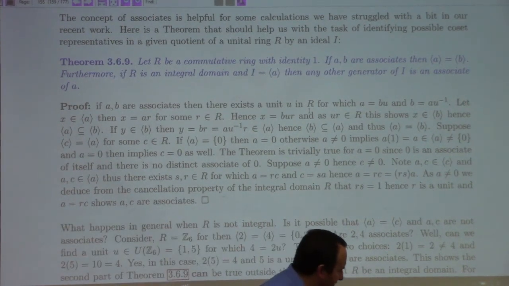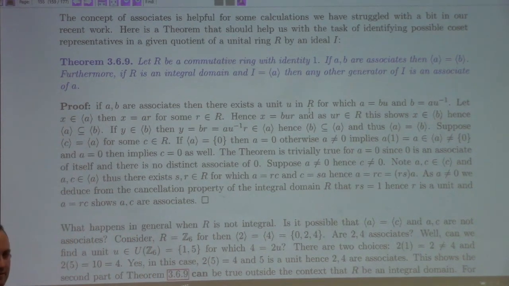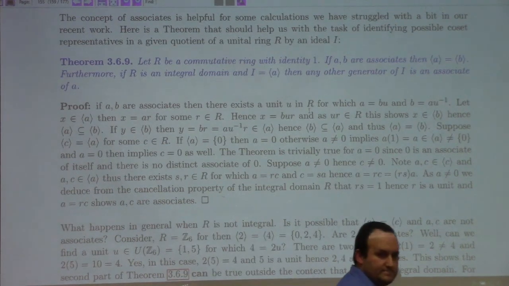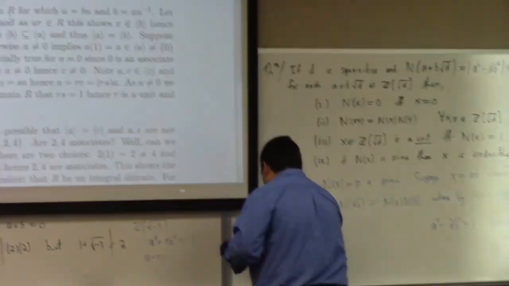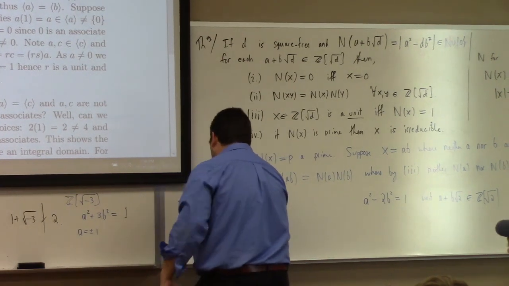I guess we never answered my question. Is there any other solutions to this? No? B non-zero. Any kind of B non-zero is going to give you 3b squared at least 3. So that's it. Cool.